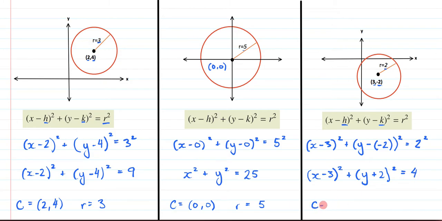To find my center, it's simply going to be this, change the sign, this, change the sign. And my radius will be the square root of 4, which is 2. And what you can see is that my center is the same as what we find here, and my radius is the same as we find there. So that's simply how we do things.